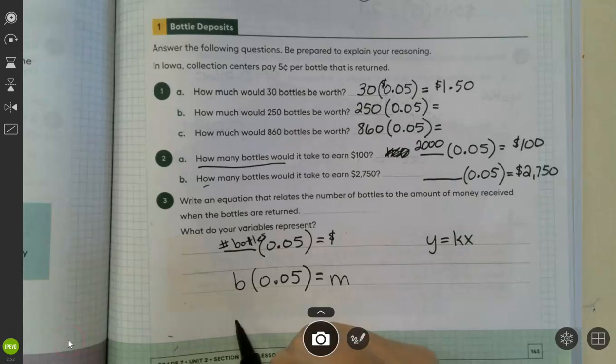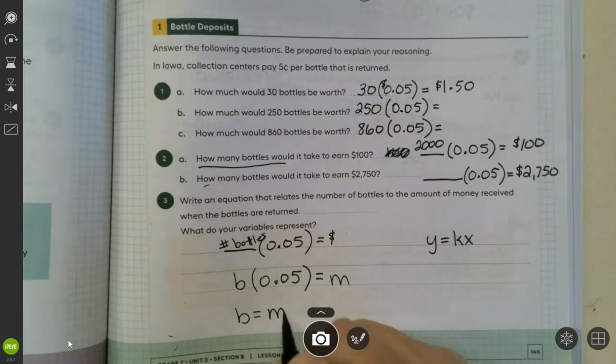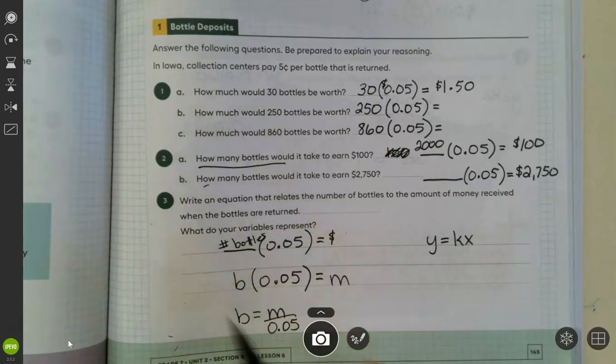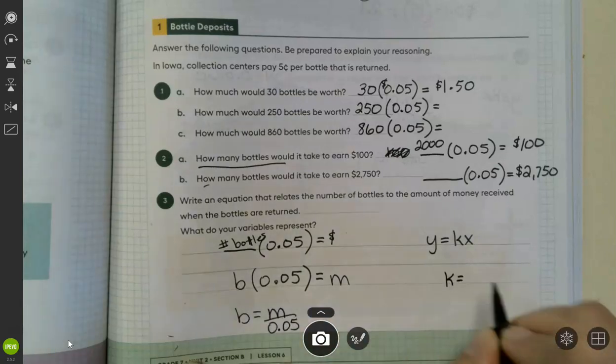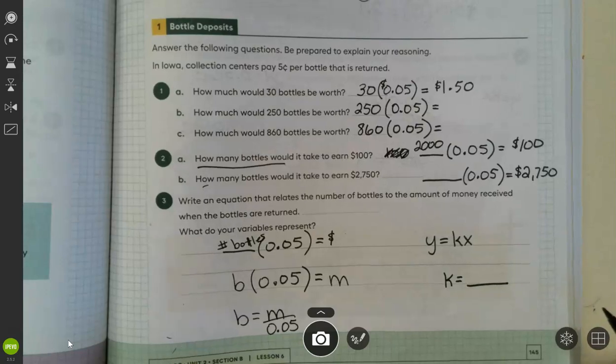I could figure out how many bottles I need by taking the money divided by the 5 cents. So in this case, what is our constant of proportionality? What does k equal? Write that number there.